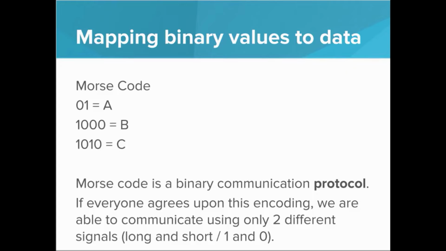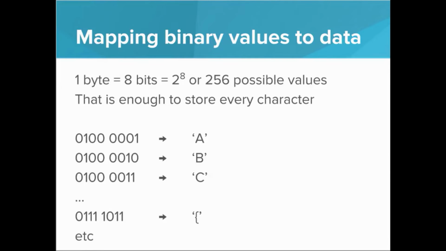Now, computers actually don't use Morse code. This was an old telecommunication protocol when we first started sending telegraphs. What computers use is actually 1 byte, or 8 bits, to store characters. So if we have 8 bits, that's 2 to the 8, or 256 possible values. And that's enough to store every character we would ever want to type. So we simply need to make a full table mapping every possible combination of 8 bits to a corresponding character.